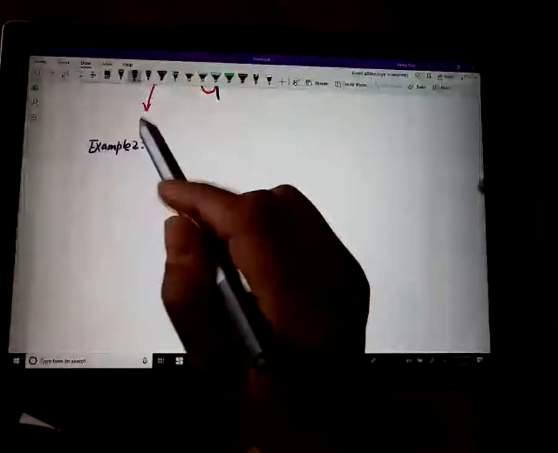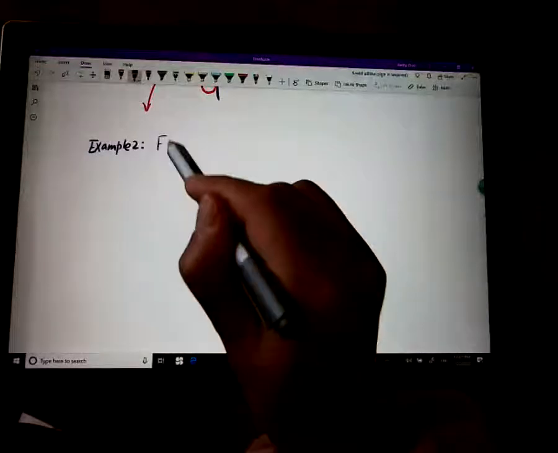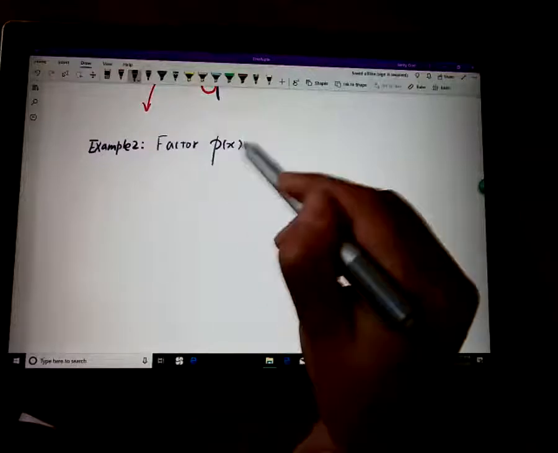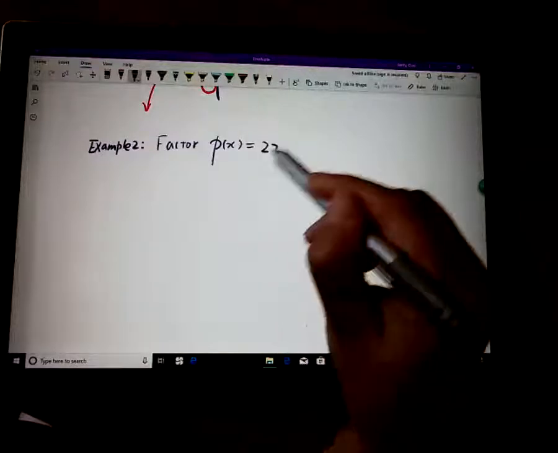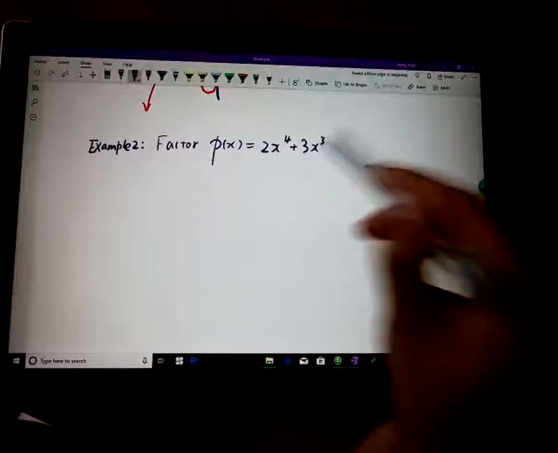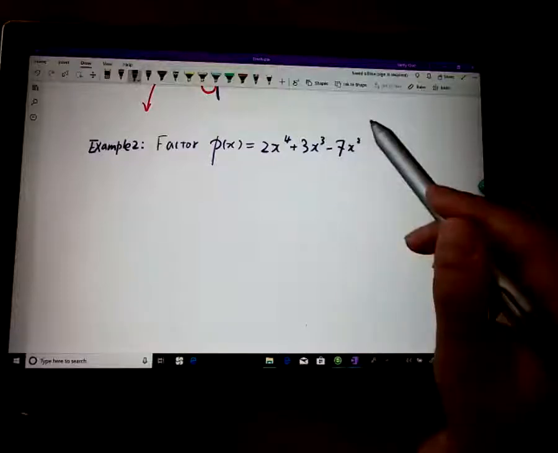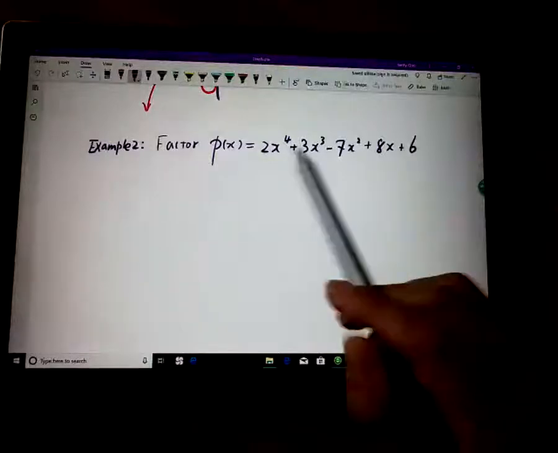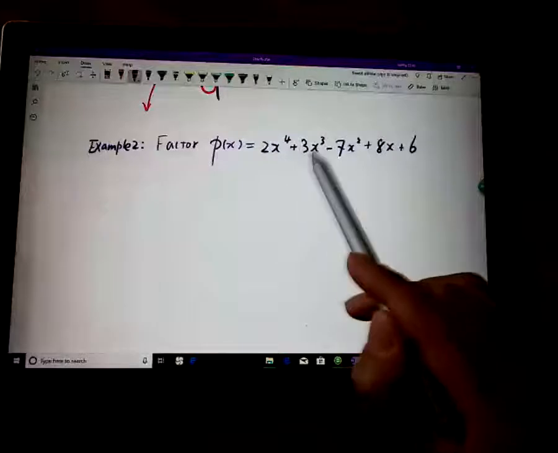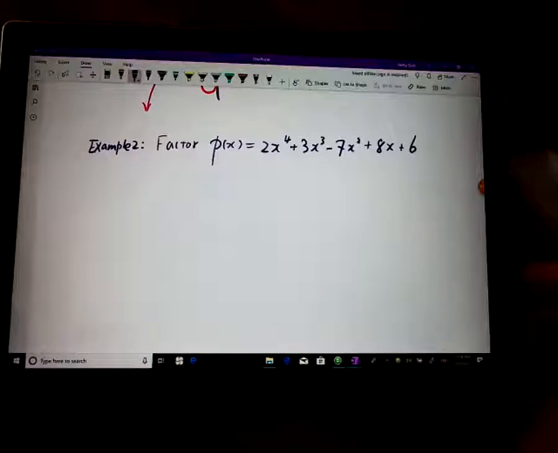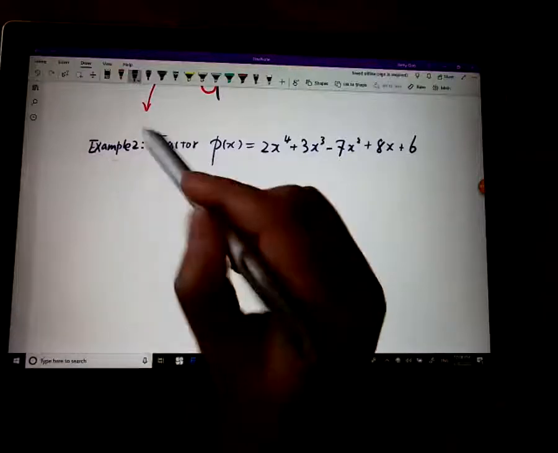Let me write down the requirements. We need to factor a polynomial function p of x. P of x equals 2x to the power 4 plus 3x cubed minus 7x squared plus 8x plus 6. Let me double check. 2x to the power 4 plus 3x cubed minus 7x squared plus 8x plus 6. We need to factor that polynomial completely.